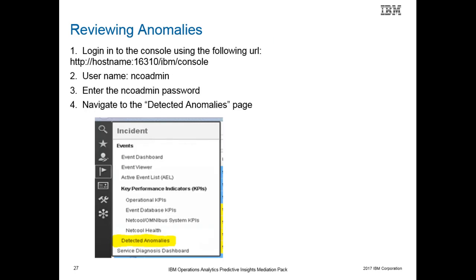Typically, the training process can take up to 2 weeks before the anomalies are accurately predicted. When the training process is complete, you can review any detected anomalies by logging into the console and navigating to the Detected Anomalies page as shown on the slide.